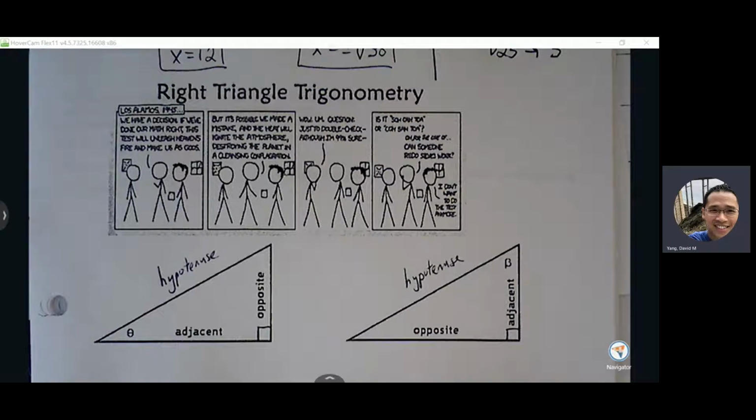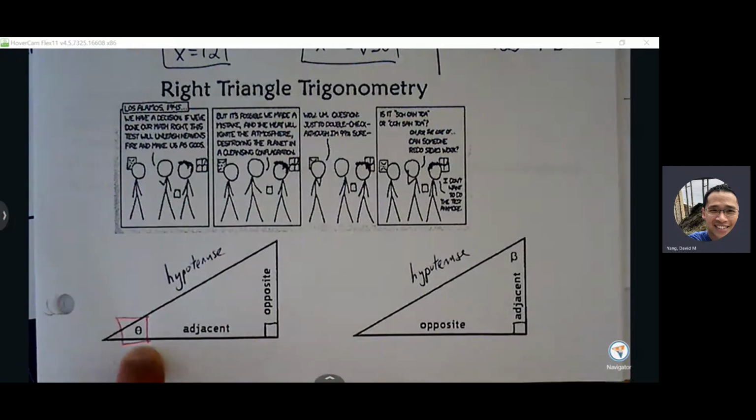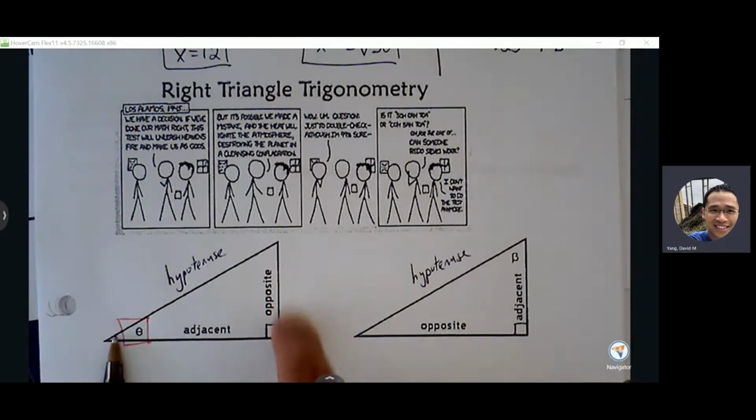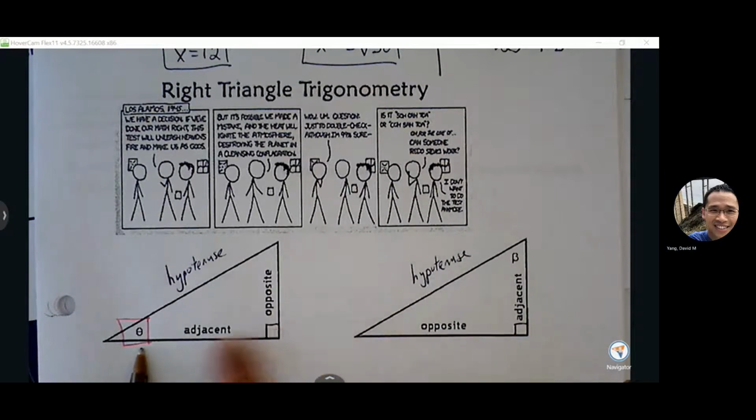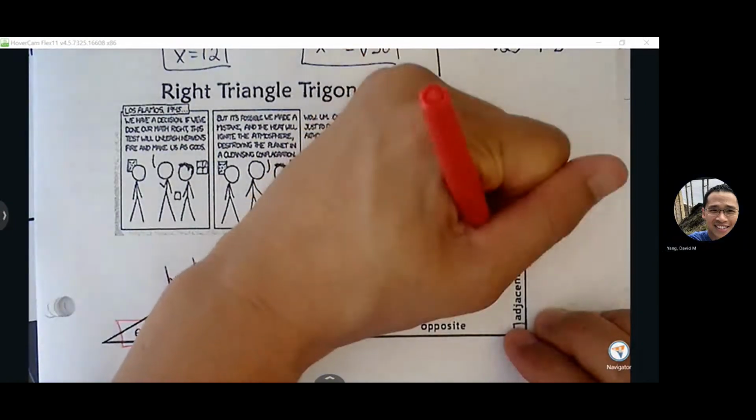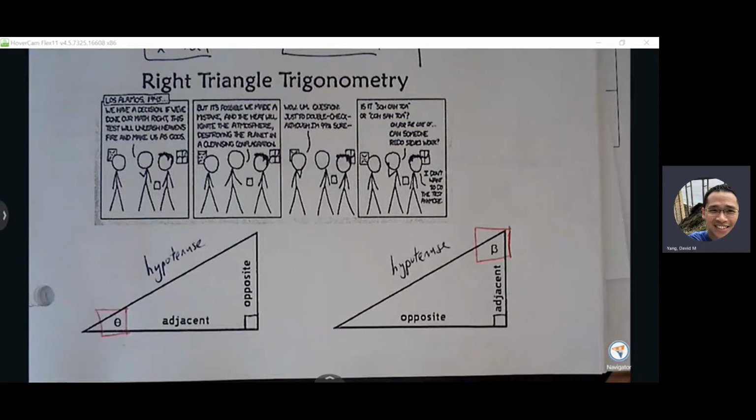Now, adjacent and opposite change depending on where you're standing, okay? If we're talking about this angle here, then relative to this angle, adjacent and opposite are going to be different, right? Opposite means across from the angle, and adjacent means touching or next to, nearby. Meanwhile, if my angle is all the way up here, then my adjacent and opposite are defined differently because of my location, right?